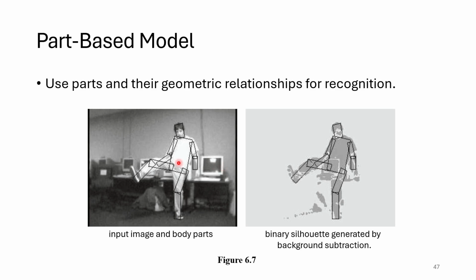So how do we generate those parts? First, they apply a binary silhouette method to remove the background. So they can get the image of the foreground of the body. Then they need some algorithm to fit those body parts to this binary image.